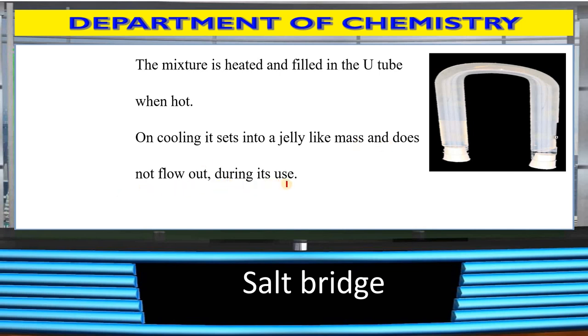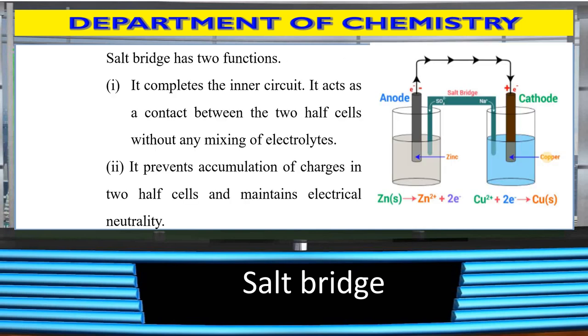And after cooling that hot solution of agar-agar and electrolytic solution of KCl or NaCl, it will convert into jelly, and due to that jelly, that electrolytic solution does not move out from that U-shaped tube. Or after cooling that solution, we will pack the two ends of that U-shaped tube with cotton. So this is our salt bridge.